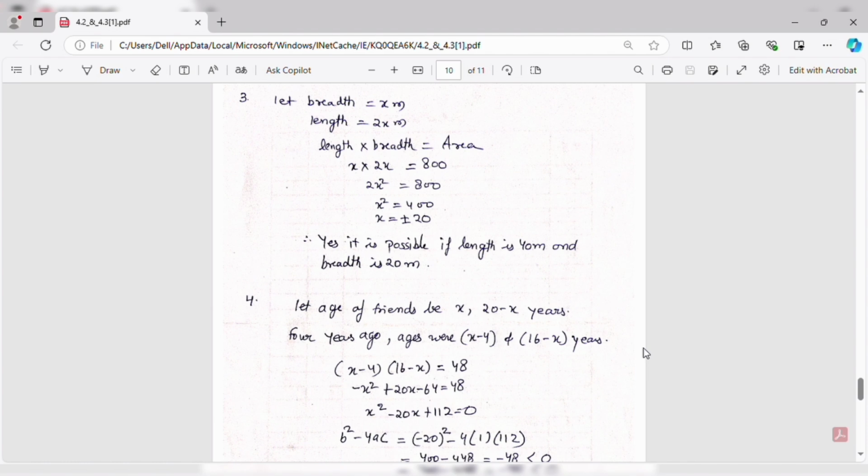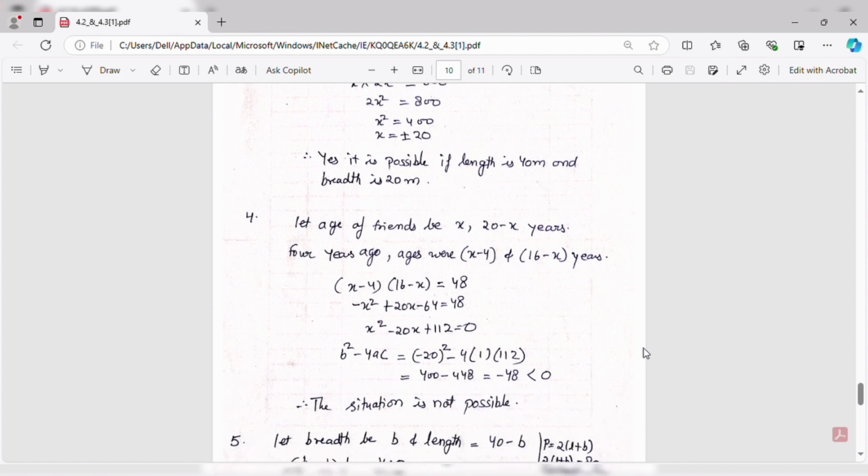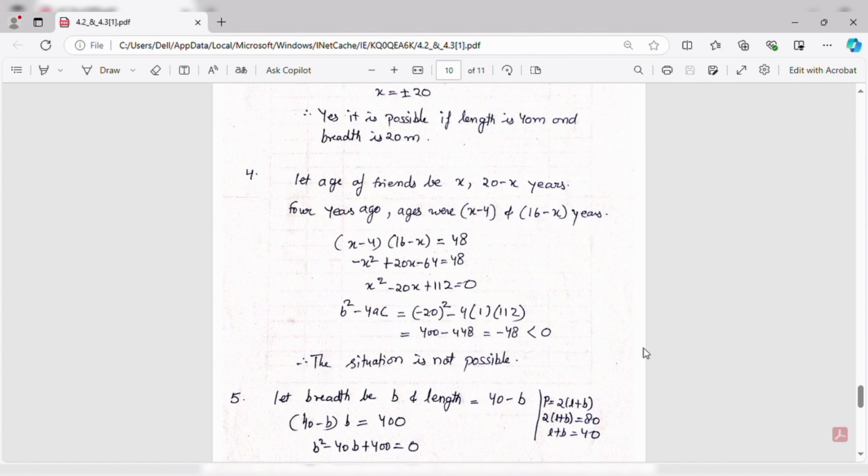The negative value, we will avoid it. x is 20. So yes, it is possible. If length is 40 meter and breadth is 20 meter, we will get area as 800 m² as required.